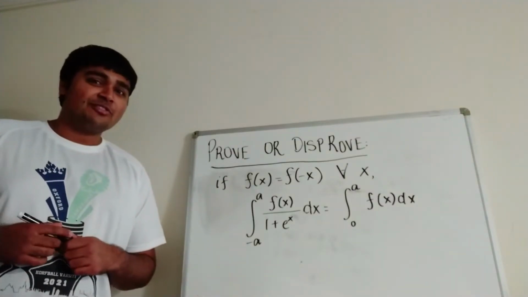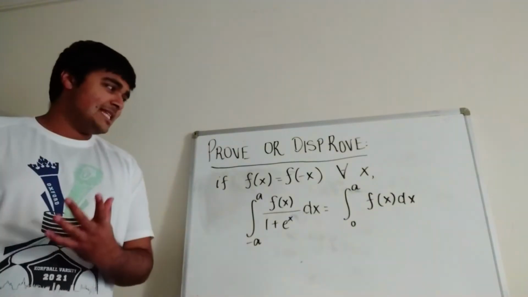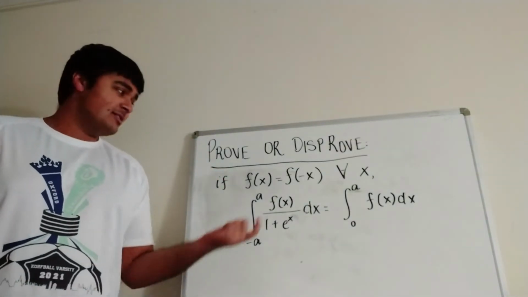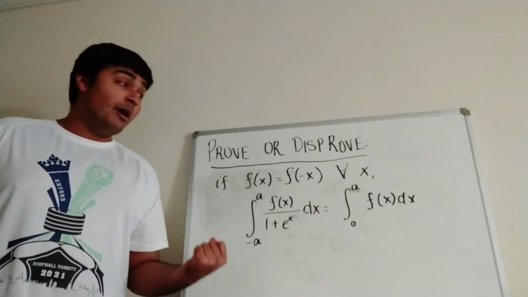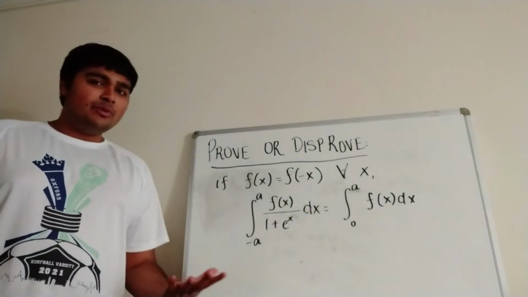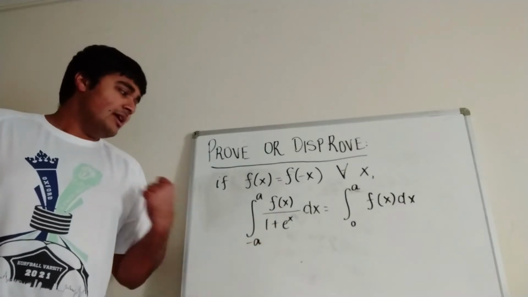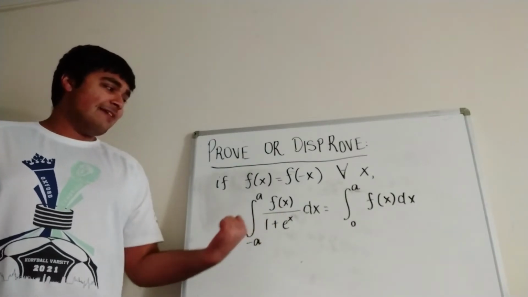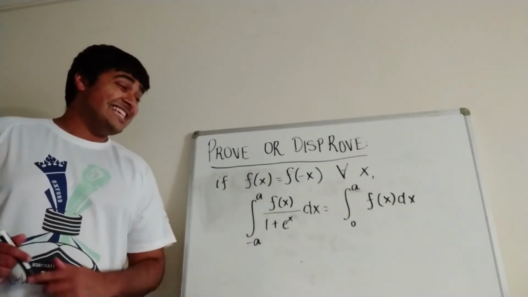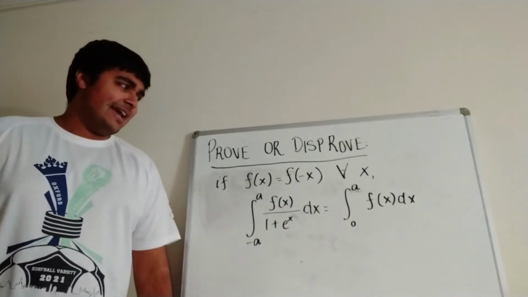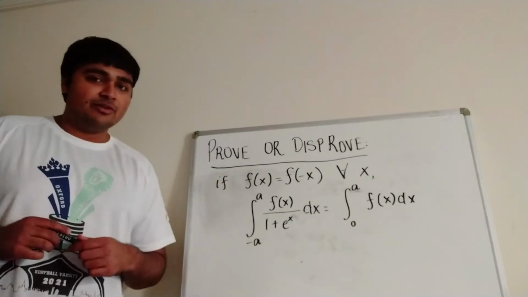I've got an integral theorem which we want to either prove or disprove. So this is what we have. We have a function f of x which is even, so that means that f of x equals f of minus x for all x. And what we want to do is either prove or disprove the following equality. The integral from minus a to a of f of x divided by 1 plus e to the x dx equals the integral from 0 to a of f of x dx. And here a is just some arbitrary real number.